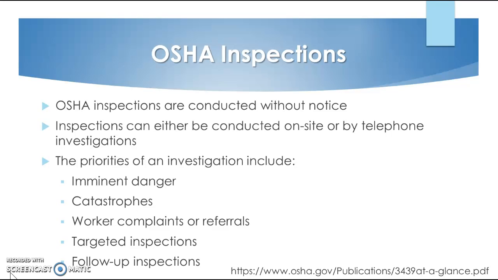When OSHA violations are found by compliance officers, citations or fines may be issued. The citations will tell the employer ways the hazards can be corrected and by when the corrections must be made. Then the compliance officer notifies the employer that there will be a follow-up visit to ensure the corrections are made.